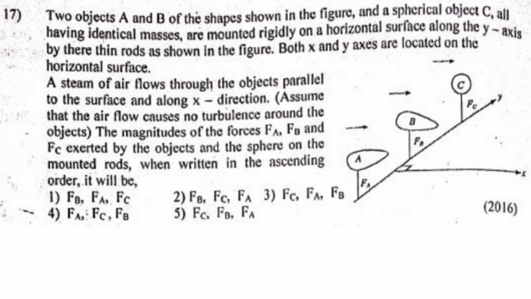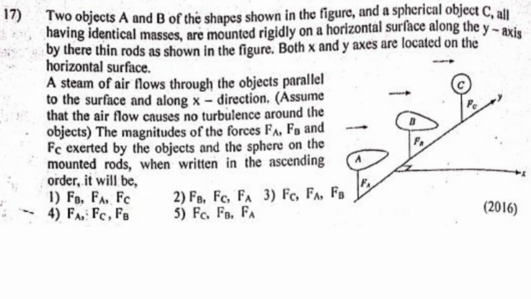Question number 17. Two objects A, B of the shape in the following figure and a spherical object C, all having identical masses, are mounted rigidly on a horizontal surface along the y-axis by a thin rod as shown in the figure. Both xy axes are located on the horizontal surface. A stream of air flows through the objects parallel to the surface and along the x direction.